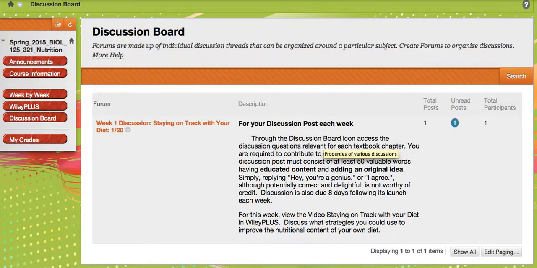Here's your question. It usually relates to your iProfile quiz, which I'll discuss in a minute. Your discussion board post has to have educated content and actually contribute something original to the idea. So you have to answer the question posed, and it has to have at least 50 valuable words. That will get you about 8.5 points out of 10.